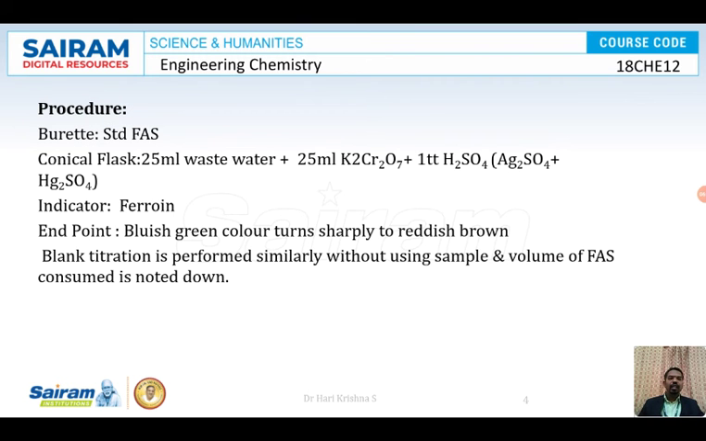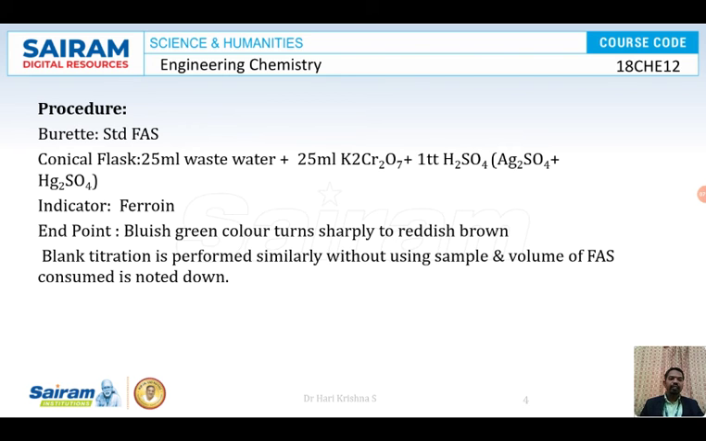Okay, so let us see how to find out your COD. In the laboratory, we're going to prepare a standard FAS solution. What do we mean by standard solution? A standard solution is a solution whose weight of solute and volume of solvent in which it is dissolved are known. By that you can calculate the exact strength of the solution, and that is called a standard solution. We're going to prepare a standard FAS solution.